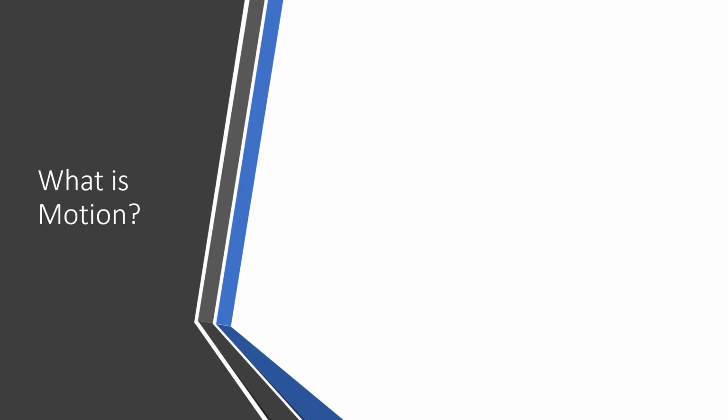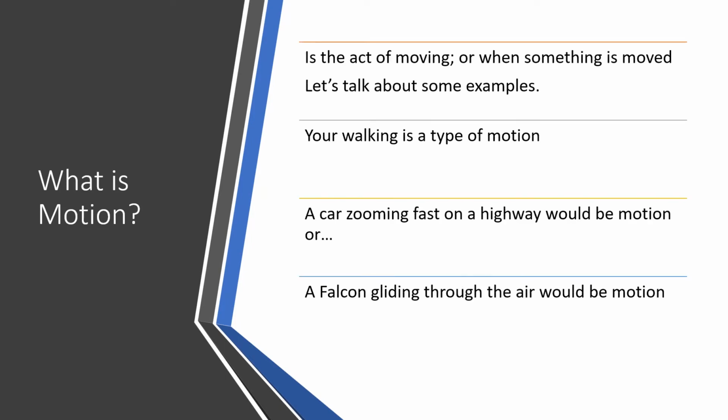So what is motion? Motion is the act of moving, or when something is moved. There's a lot of things moving around you, and all of those objects have motion. So let's talk about a few examples. You walking is a type of motion. A car zooming fast on a highway would have motion, or a falcon gliding through the air would also have motion.